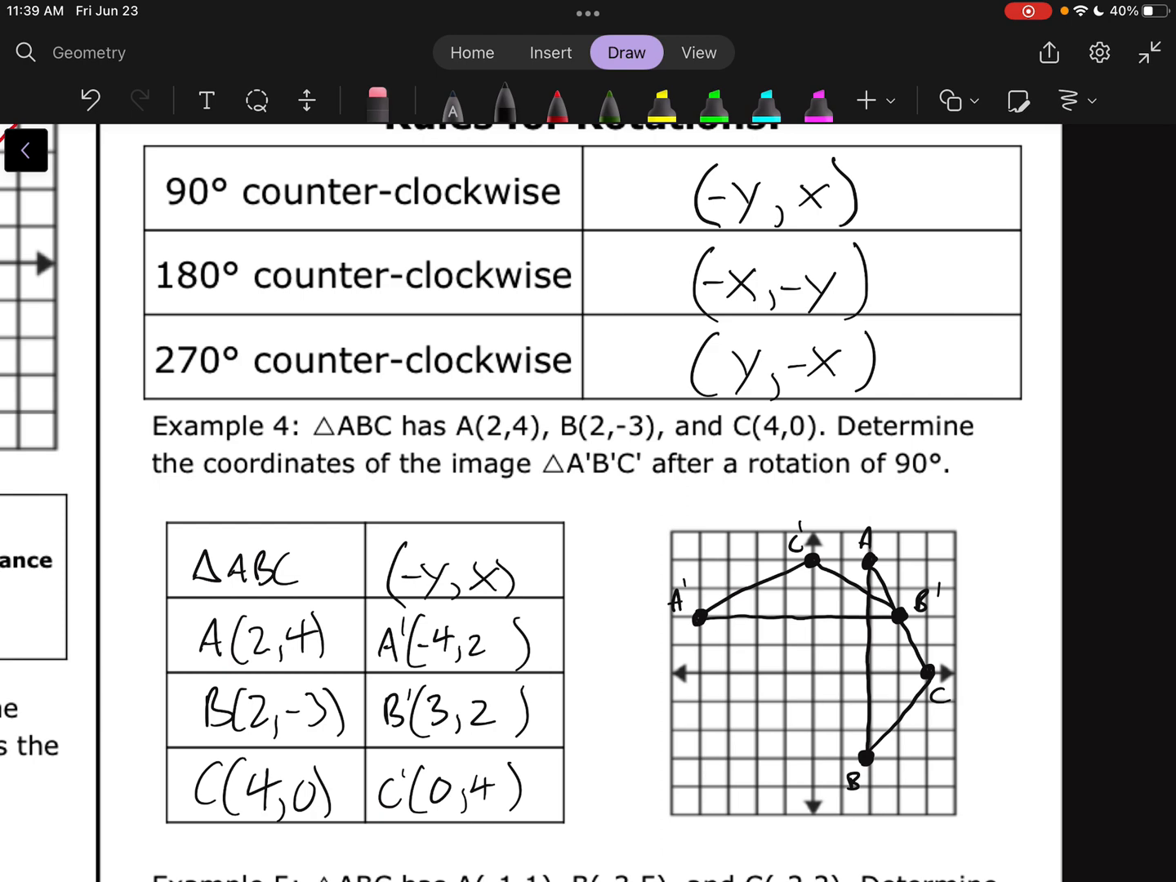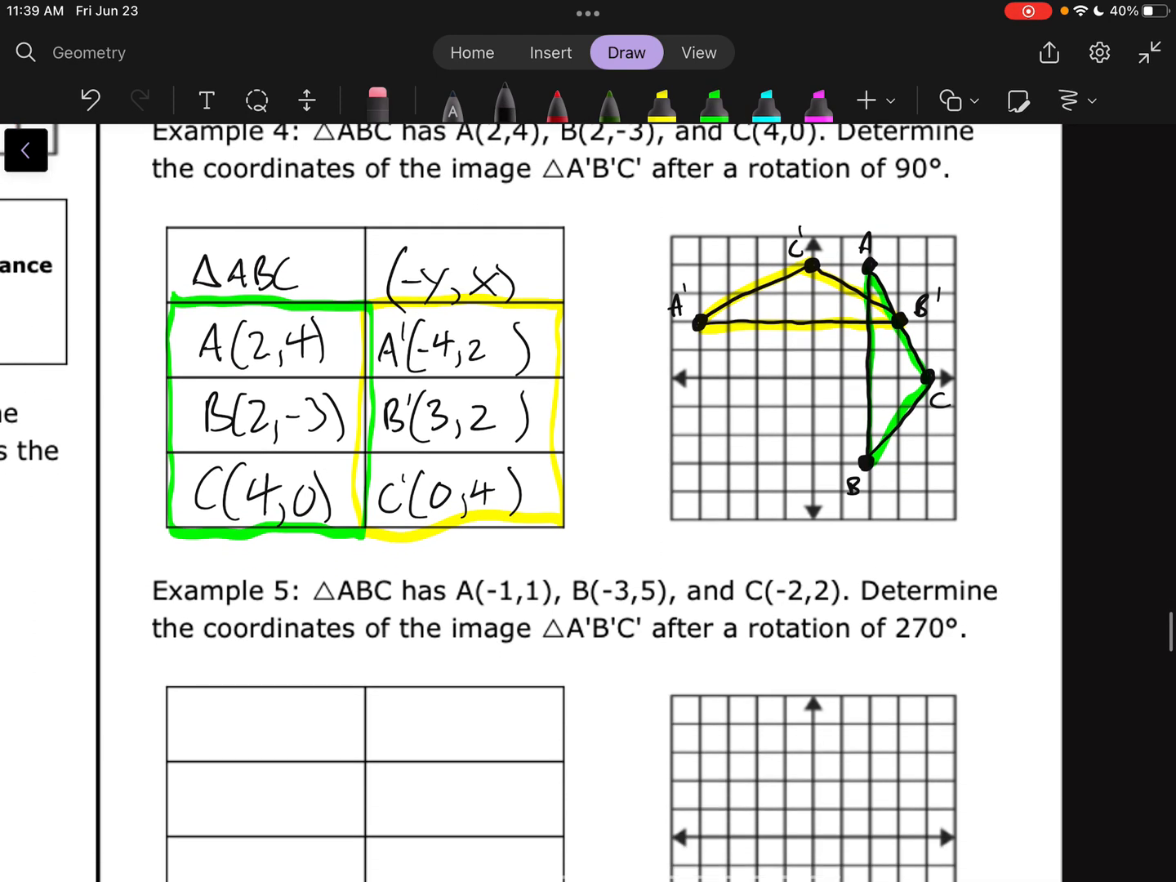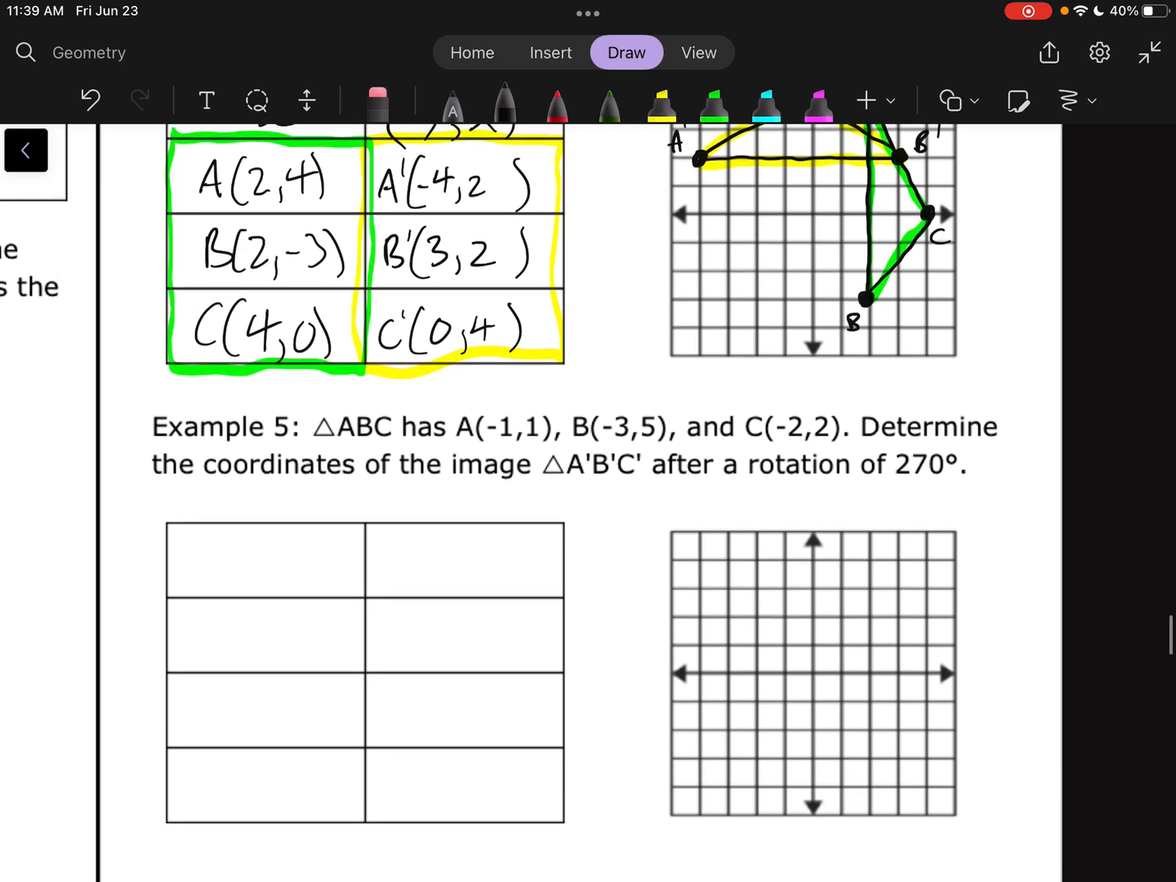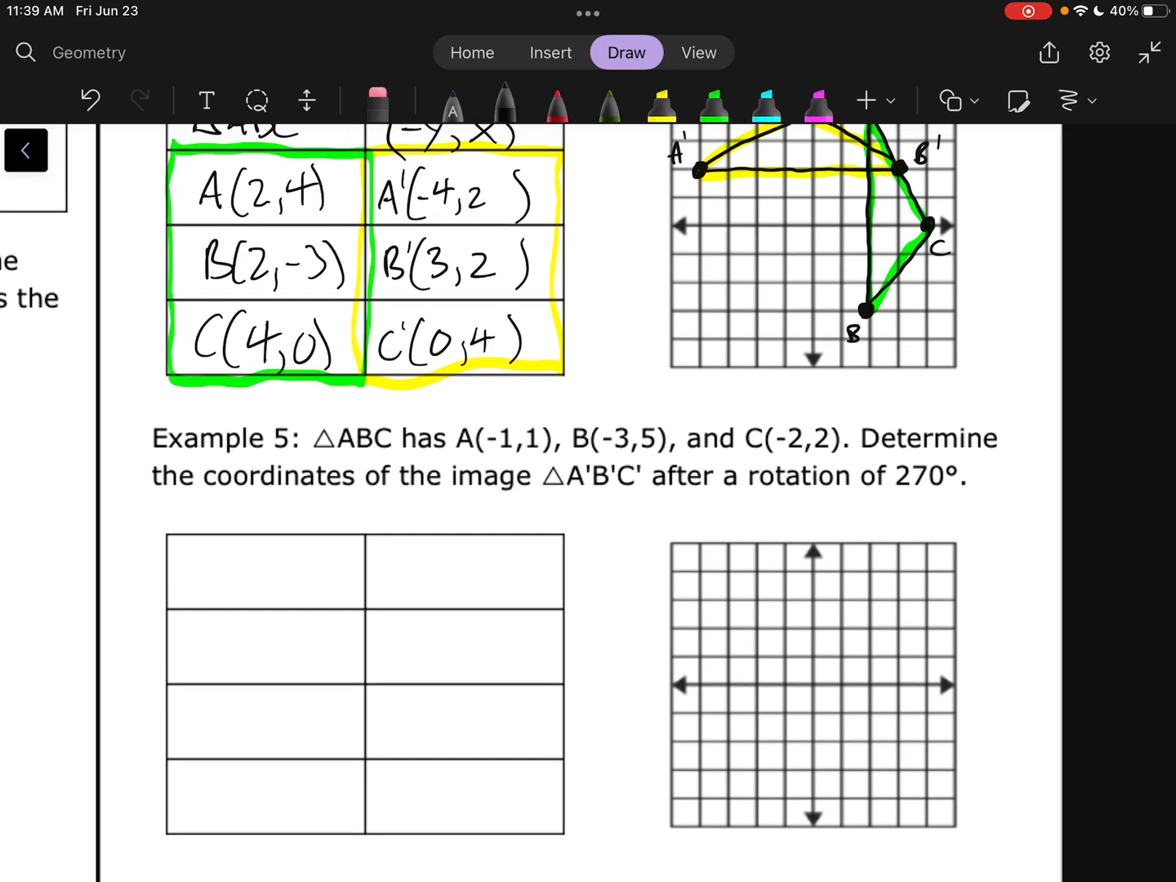And that looks pretty good. That looks like we spun that thing around. So here is my image after that 90-degree rotation, and there is my pre-image. Let's try one more with the 270-degree rotation here.